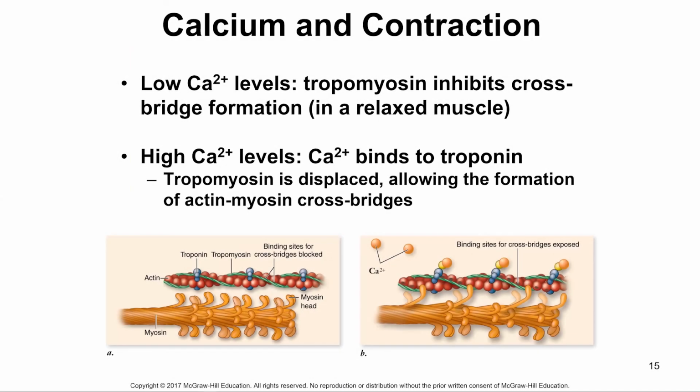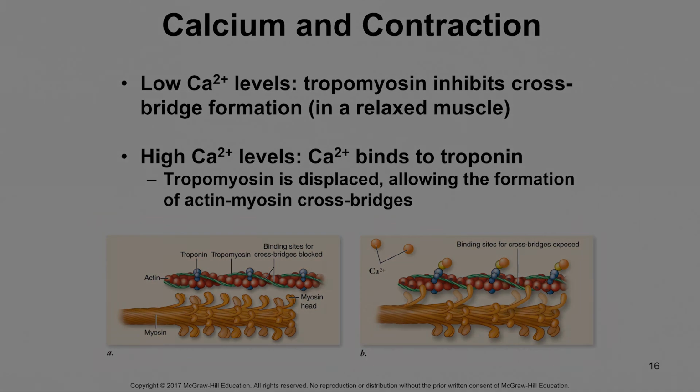And then this slide summarizes the relationship between calcium and a muscle contraction and how low calcium levels inhibit cross-bridge formation and cause the relaxation state of a muscle. And when calcium is released from the sarcoplasmic reticulum and concentrations increase, then we have binding to troponin, and myosin gains access to its binding sites, which results in muscle contraction.